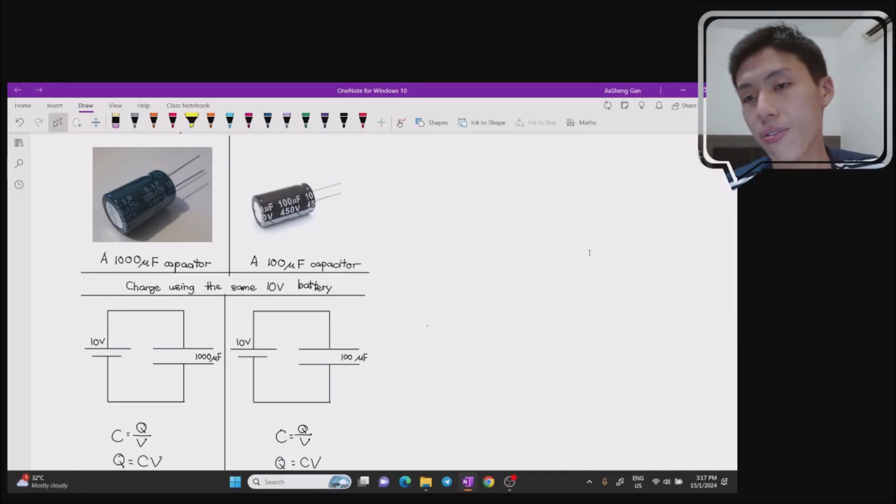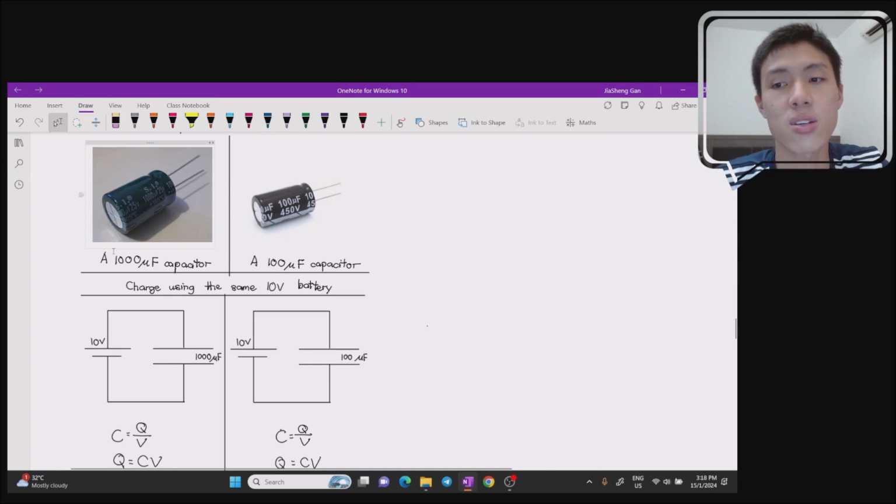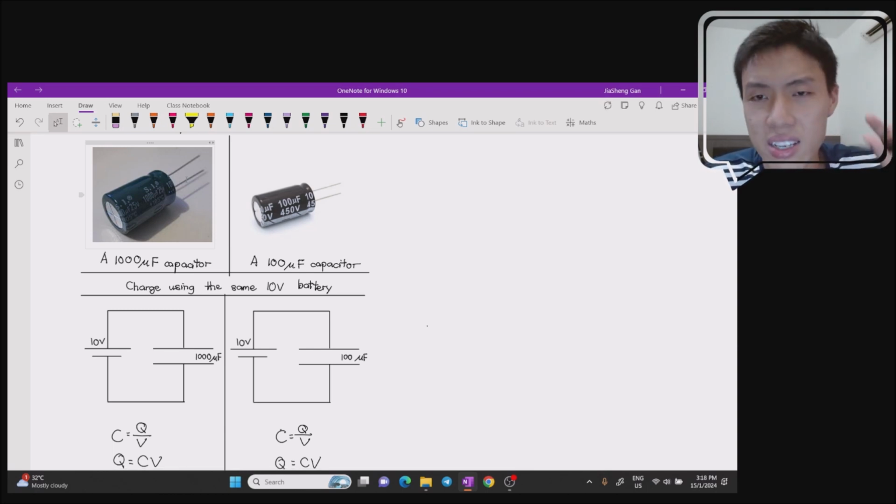On the left here, we have a capacitor labeled 1000 microfarad. So this is a 1000 microfarad capacitor. You don't need to worry too much about the 25 volt label here. It doesn't mean that the power supply is 25 volt. It just means that the maximum voltage, or maximum potential difference, that this capacitor can sustain is around 25 volt. It's just a rating, a kind of label.